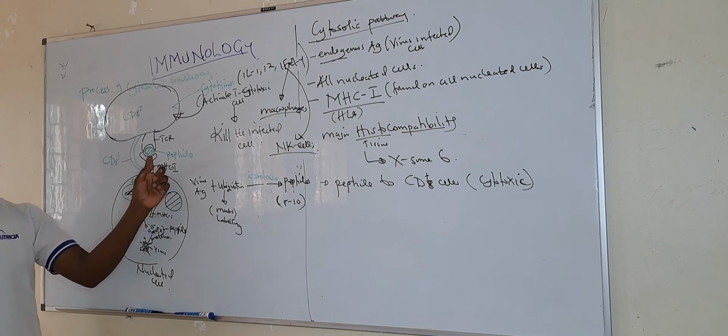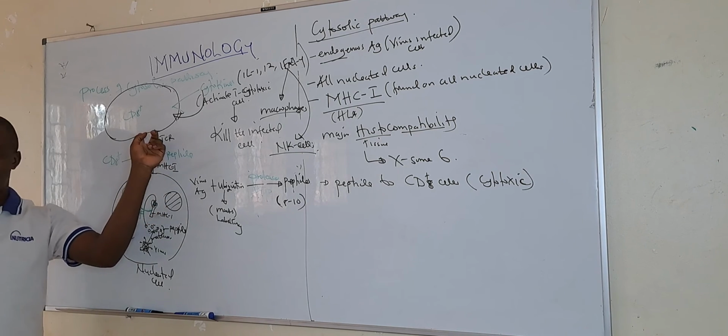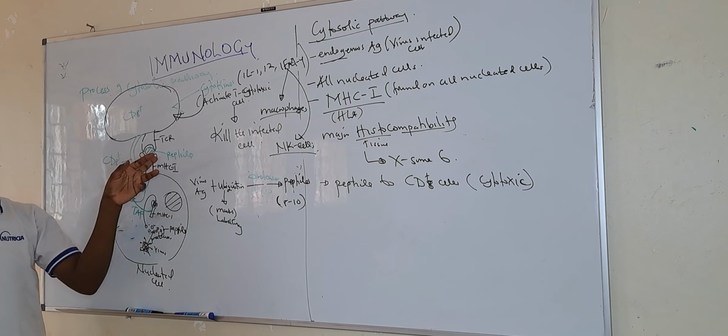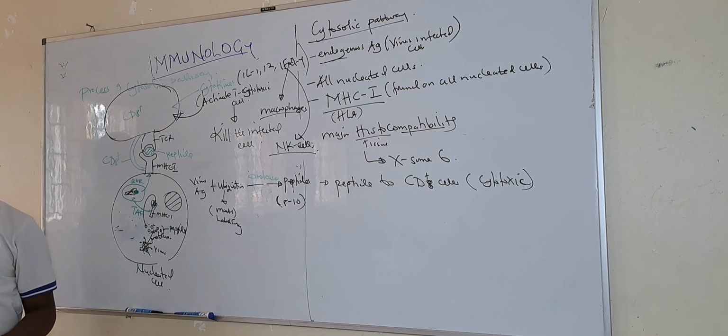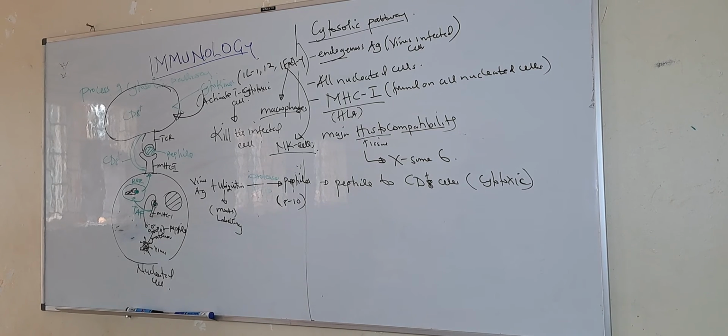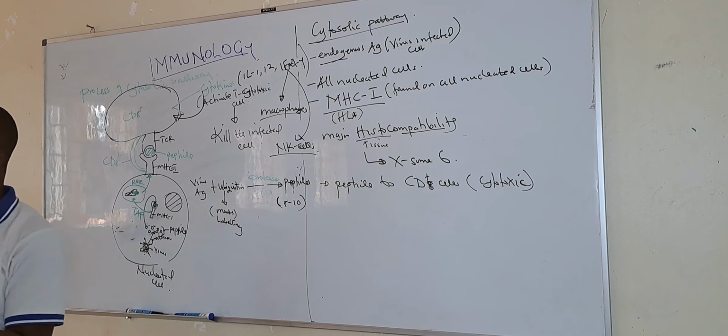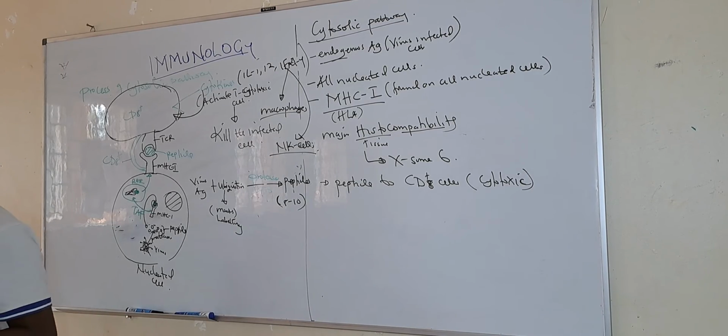This MHC is helping us to present this peptide to the CD8, isn't it? That is its role. Because without this peptide, you cannot activate the cytotoxic cell to start killing, isn't it? No, MHC1 presents a peptide to the CD8. Are you getting that statement? We are not presenting the MHC. The MHC is the one presenting the peptide.